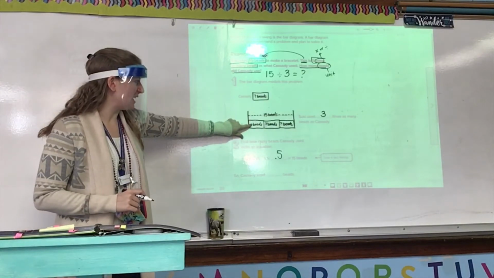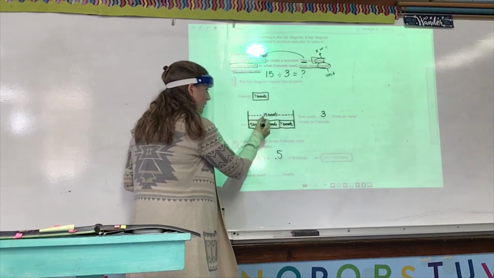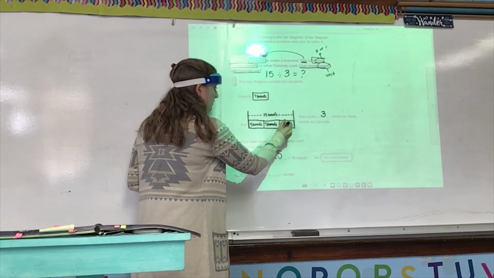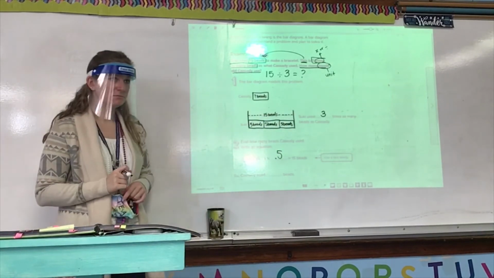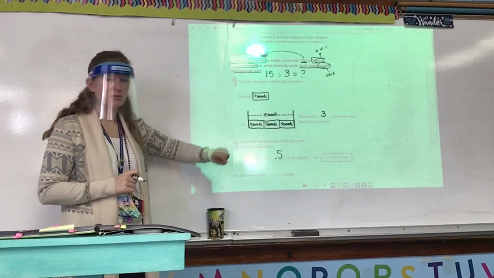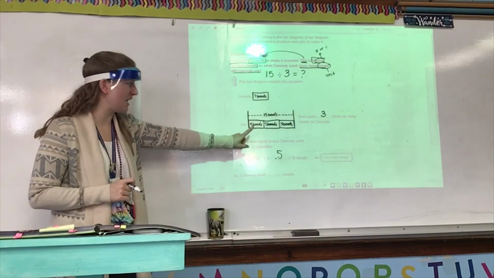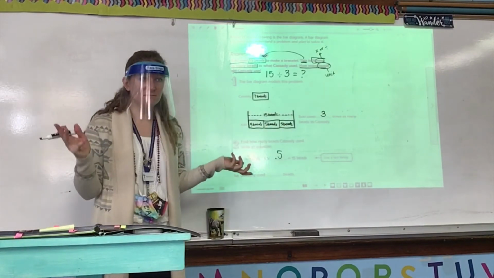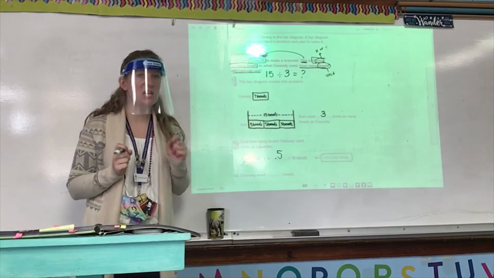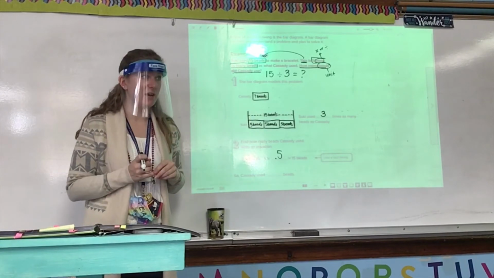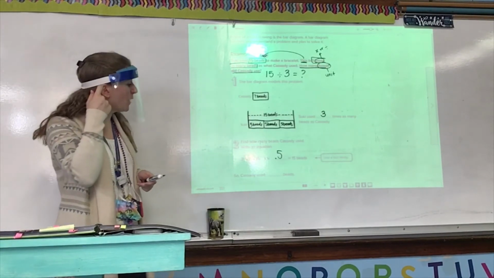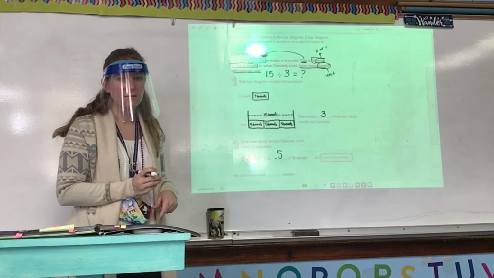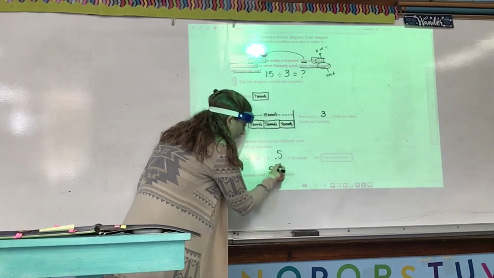So that means each of these represents 5 beads. If I repeat 5 3 times, do I get 15? Well, let's check. 5, 10, 15. Is that the same number that Suki used? So are we correct? So Cassidy used how many beads, class? 5 beads.